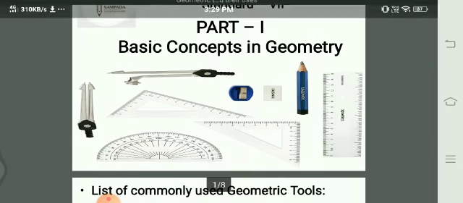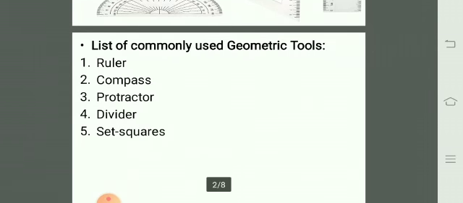Now what is the aim of this video? In this video I am going to cover general tools used for the construction. Here I have shown the list of commonly used geometric tools. Five tools I have shown here. First is the ruler, second is the compass, third is the protractor, fourth is the divider, and fifth is the set squares. We will study one by one.